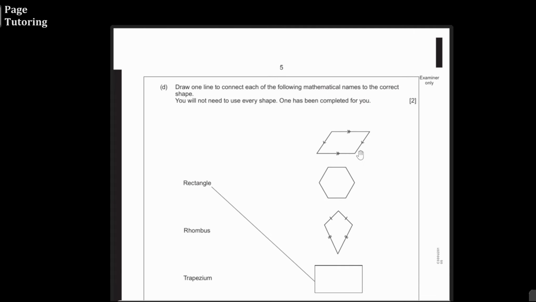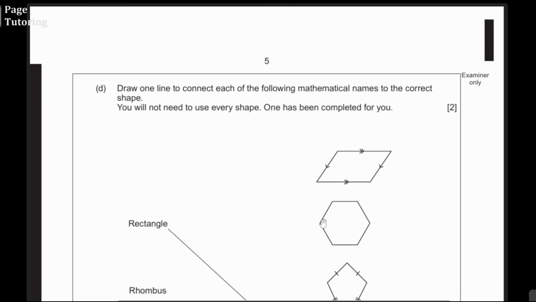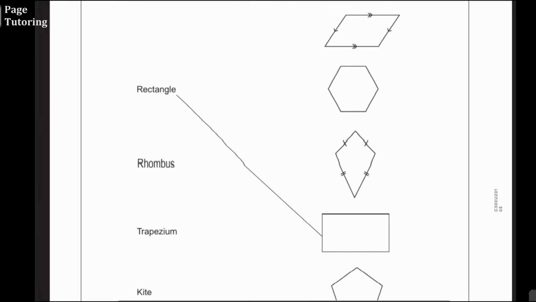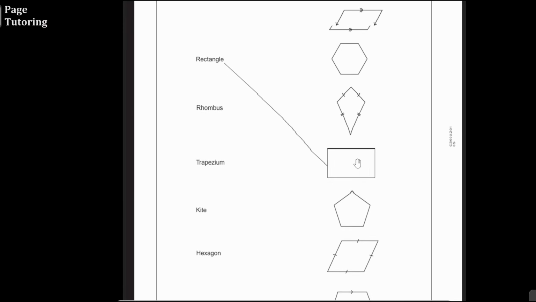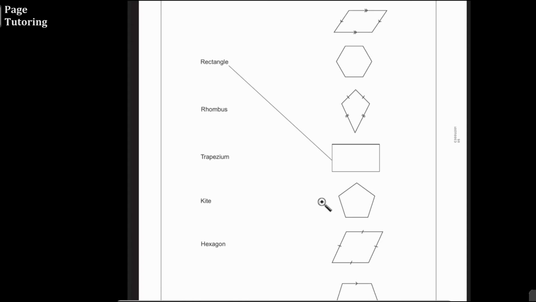Part D. So I'll just zoom in there so you can see a little better. Draw 1 line to connect each of the following mathematical names to the correct shapes. You will not need to use every shape. One has been completed for you. Okay, so some of these, if you don't know them, you might be able to get them just by guessing. But let's have a look what we've got. We've got rectangle, which is already labelled for us very nicely there. Rhombus, trapezium, kite, and hexagon.